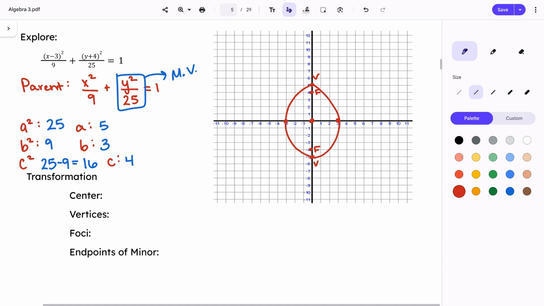Okay, that's the original ellipse, but now we need to think about what actually happened here. So looking at the numbers with those x and y back at the very beginning of my equation, what's my center? Good, 3. Yeah, 3, negative 4. That means that my center is going to move right 3, and it's going to go down 4. So all of my points should do that.